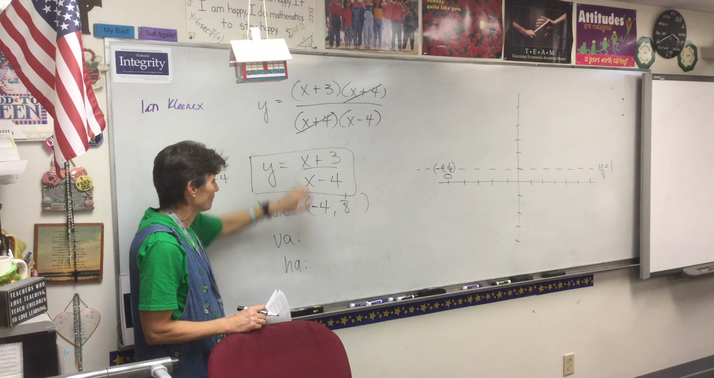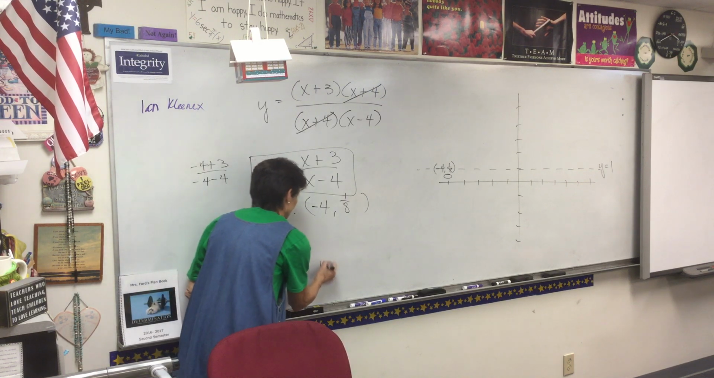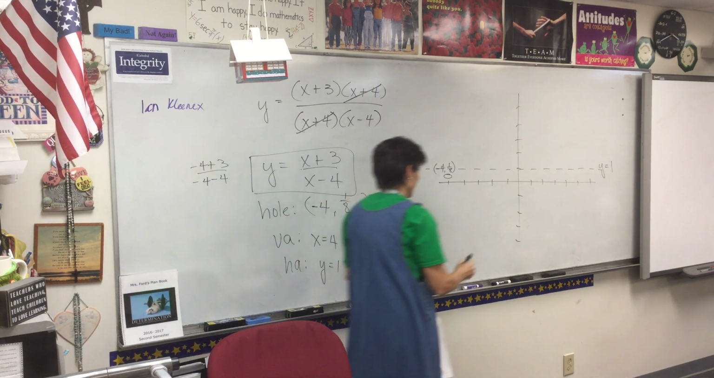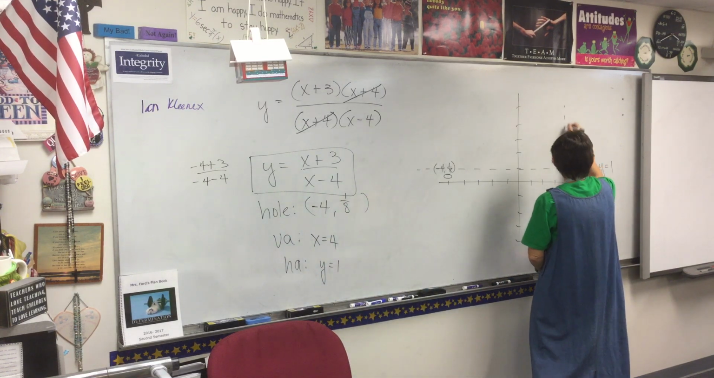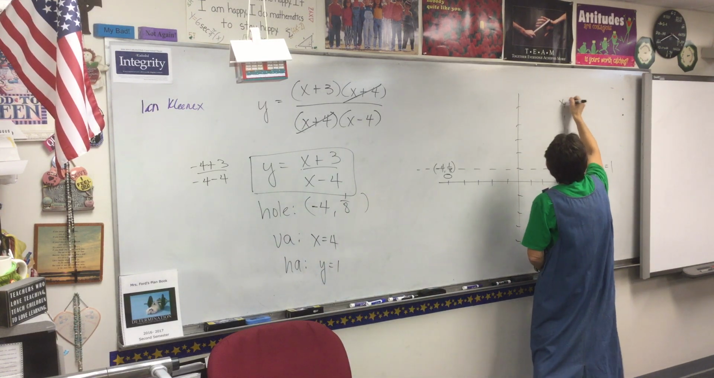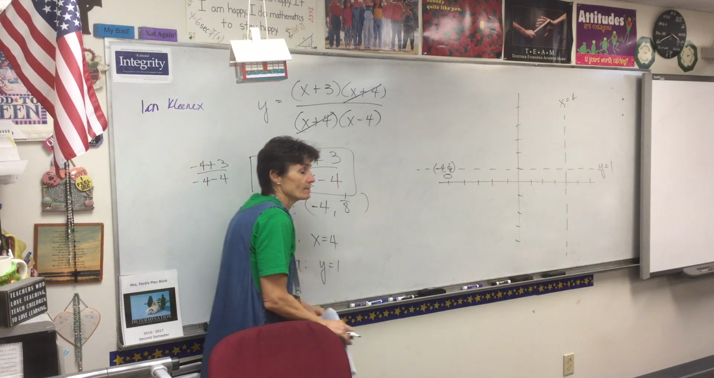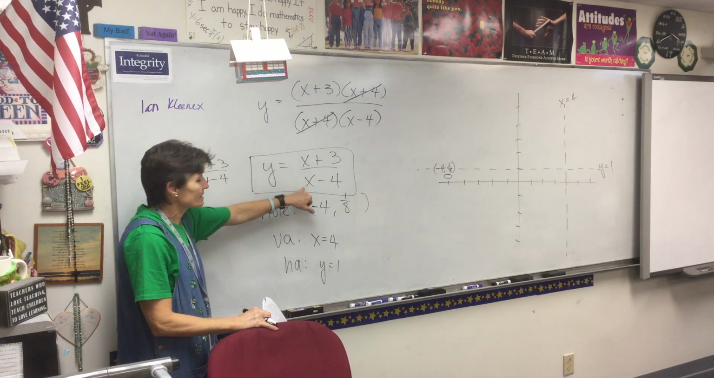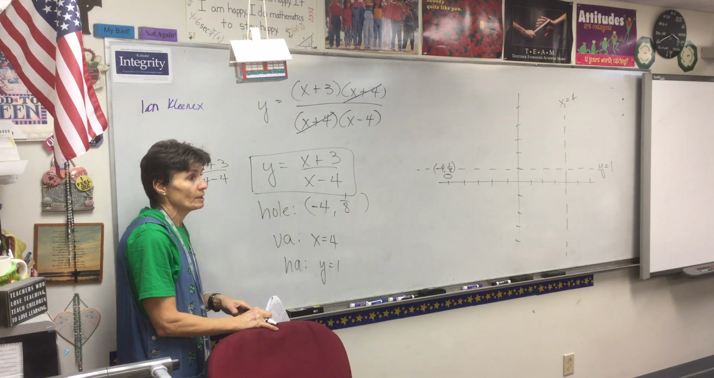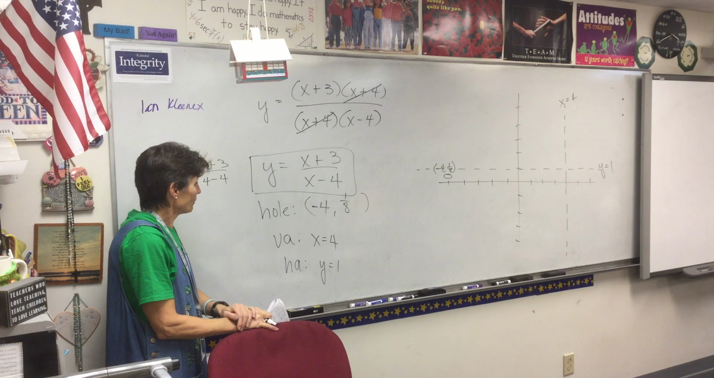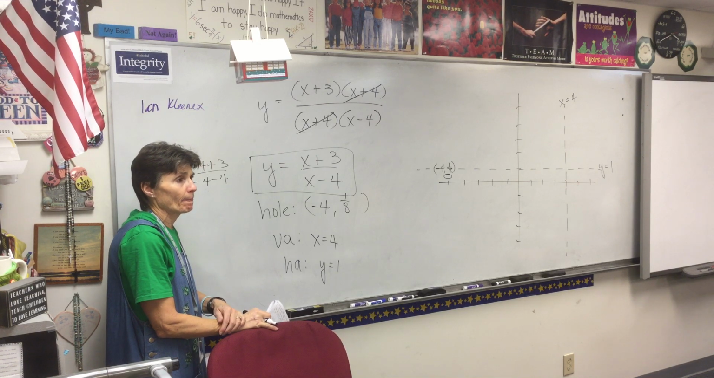That's the horizontal. What about the vertical? X equals 4. That makes the denominator 0. Vertical asymptotes come from making the denominator equal to 0. Okay? What else do we need?